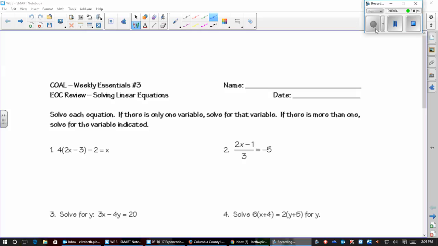Okay, it's time for us to work on our third weekly essential. We're doing these weekly essential lessons as a review of things that we have previously covered in coordinate algebra to get ready for our end of course test in May. This lesson is on solving different kinds of linear equations.